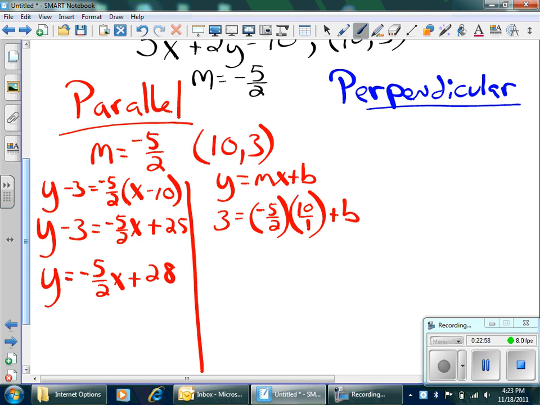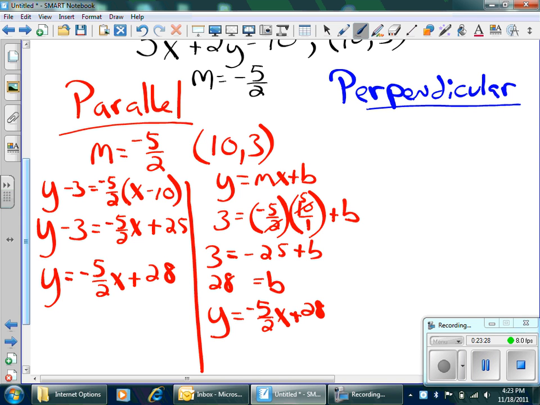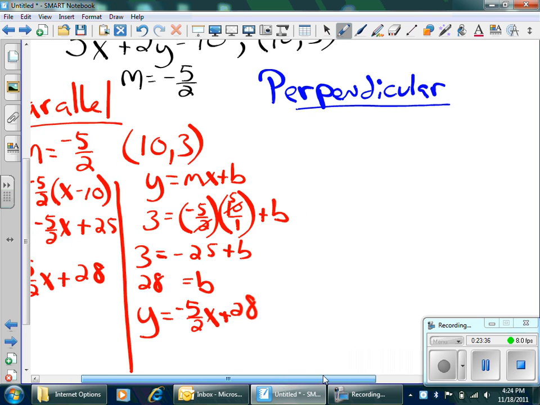I add b. I'm going to simplify this equation, solve for b, and then I'll write my equation in slope y-intercept form. So I'll get 3 equals, let's see, 2 goes into 10 5 times. That'll be -25 plus b. I'll add 25 to each side. b will equal 28. Now that I know my slope, -5/2, and my y-intercept, 28, I will write y equals -5/2 x plus 28. And there is my equation. And notice I get the same thing in both problems. I have to, because they're just two ways to skin the cat.